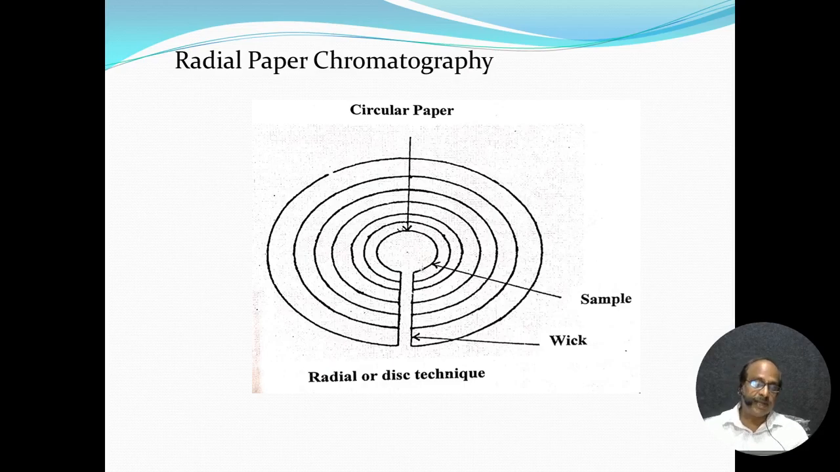Another one is radial paper chromatography. The circular phase is there. This is called the sample. This is called the wick. The circular phases are 1, 2, 3, 4, 5, 6. That is used to calculate the RF value, and how much quantity of solute is present in your sample.